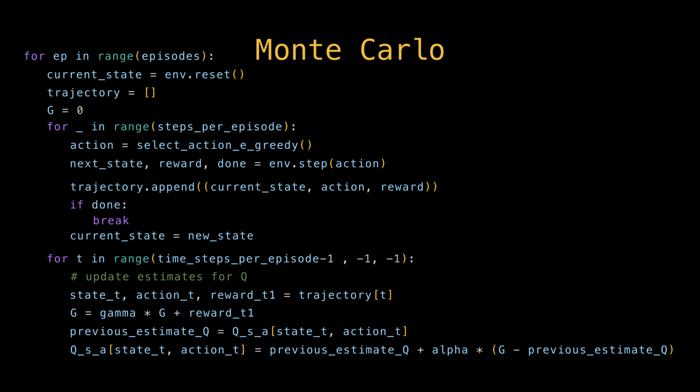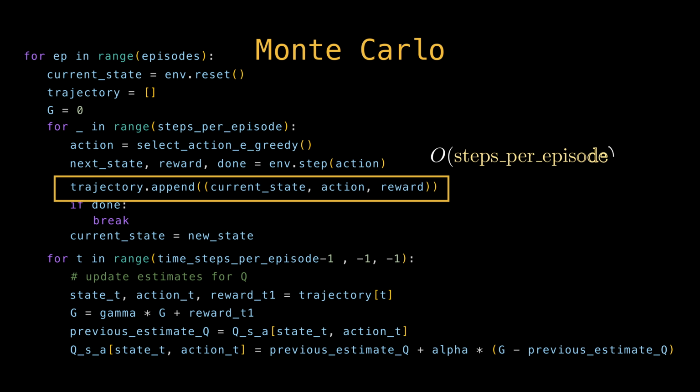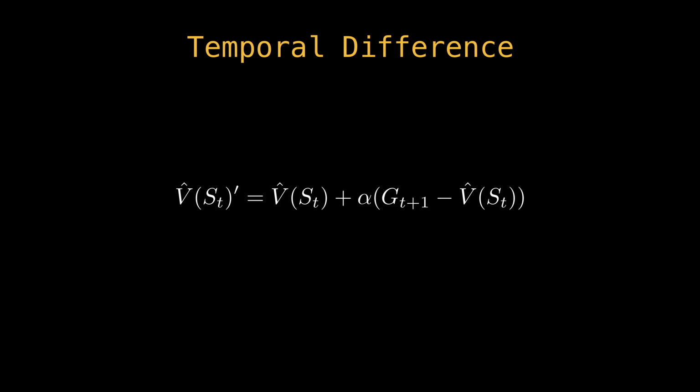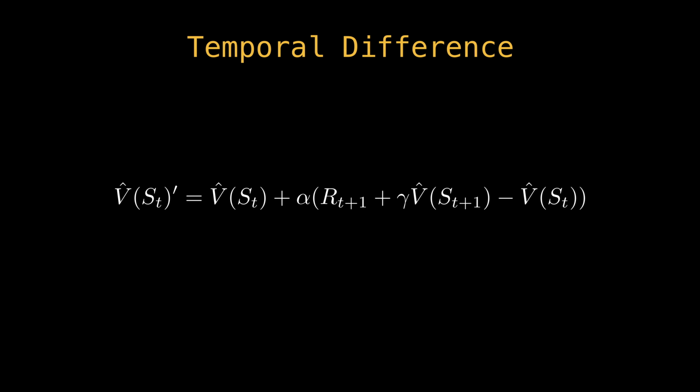Additionally, note that the algorithm shown here has linear time and space complexity with the length of the episodes due to storing the trajectory for all time steps. This can impose large memory requirements. This limitation is addressed using the temporal difference method, which updates the estimate of the value function at the current state by moving it closer to the reward obtained plus the discounted expected reward at the next state, which serves as a proxy for the remaining rewards.